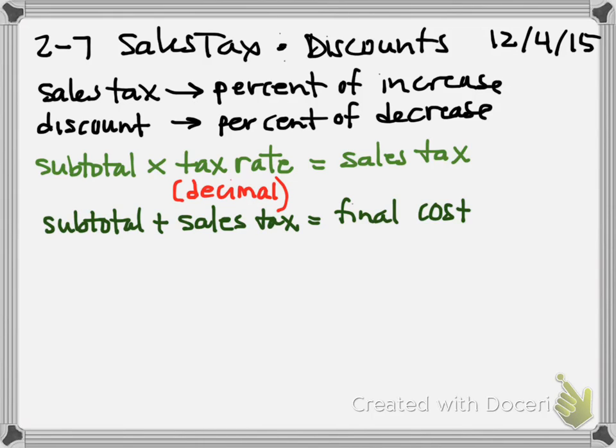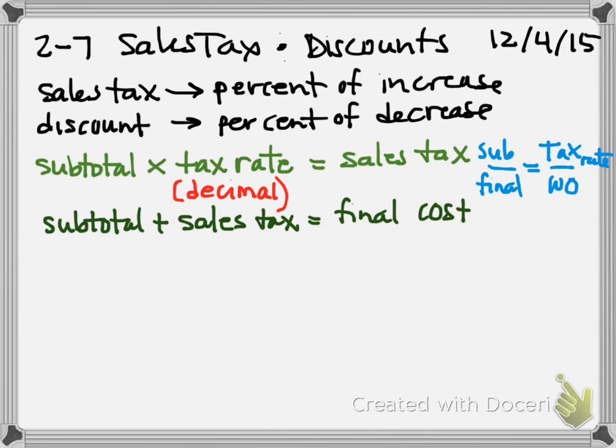So if you think about it, we could write this as a percent of change. This would be your tax rate over 100 because it's a percent. And then over here, it would be your subtotal over your final. Okay, that's kind of how this all works out, or something along those lines. So anyway, let's move on. That's how I do sales tax and final cost.